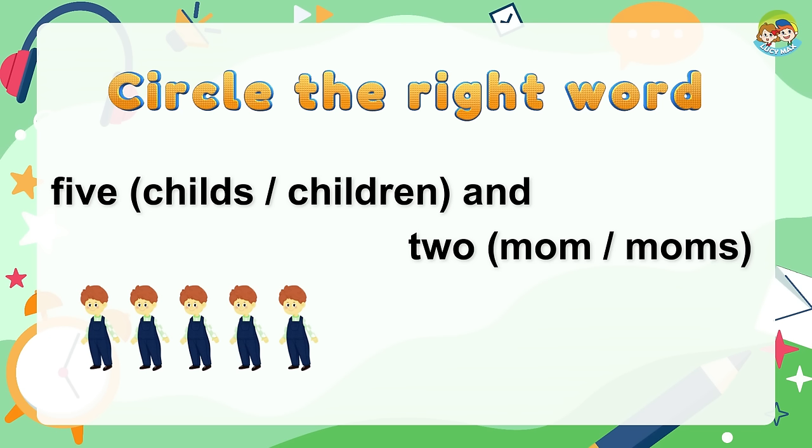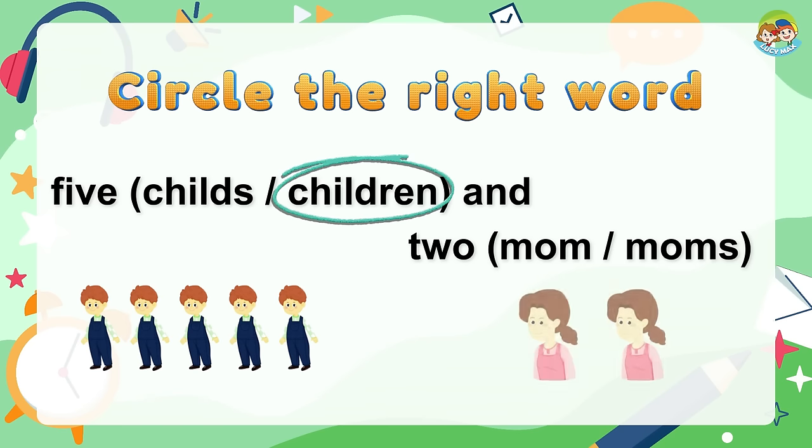Children. Child is an irregular noun. You circle children. Five children. And two moms. Two is more than one. You add S. Five children and two moms.